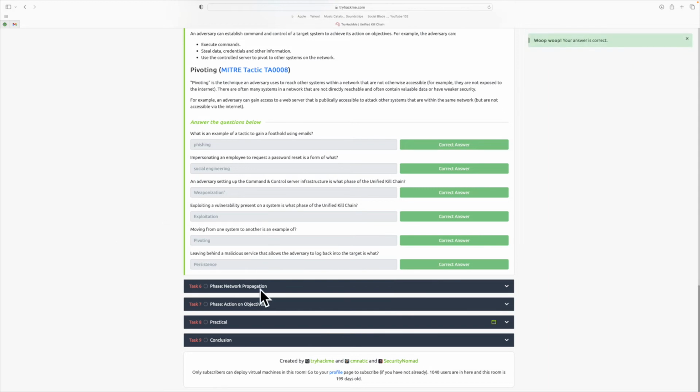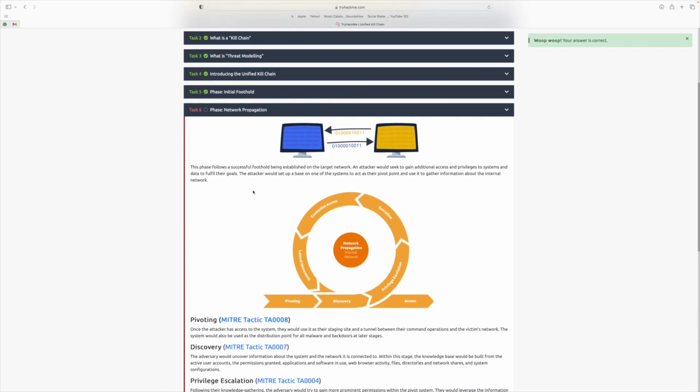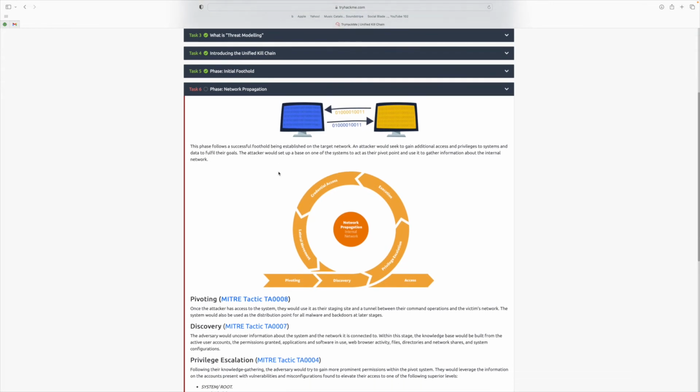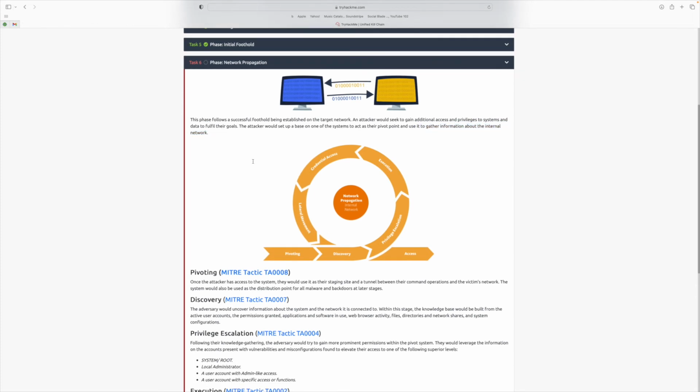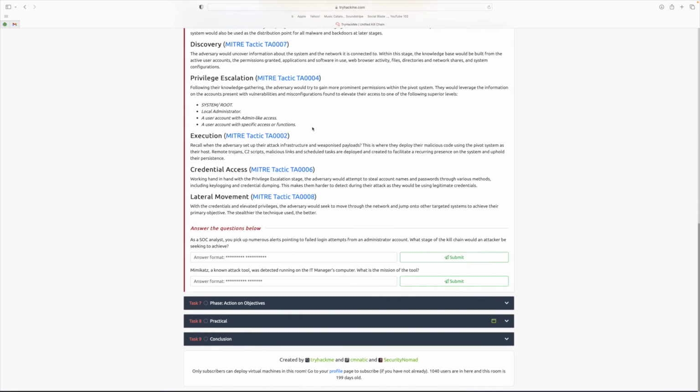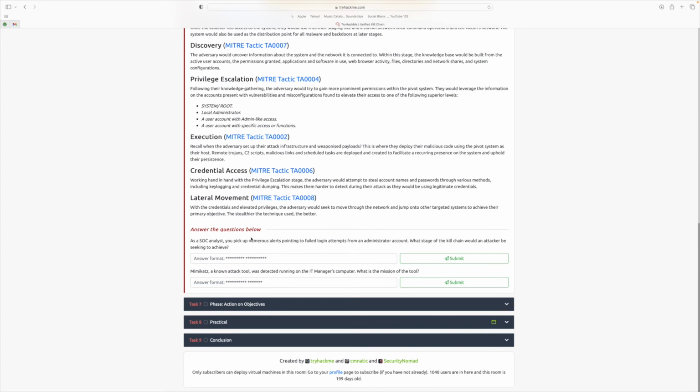Now we're going to go into task 6, network propagation. This phase follows a successful foothold to begin establishing the target network. An attacker would seek to gain additional access and privilege to systems and data to fulfill their goal. The attacker would set up a base on one of the systems to act as their pivot point and use it to gather information about the internal network. So answer the questions below.